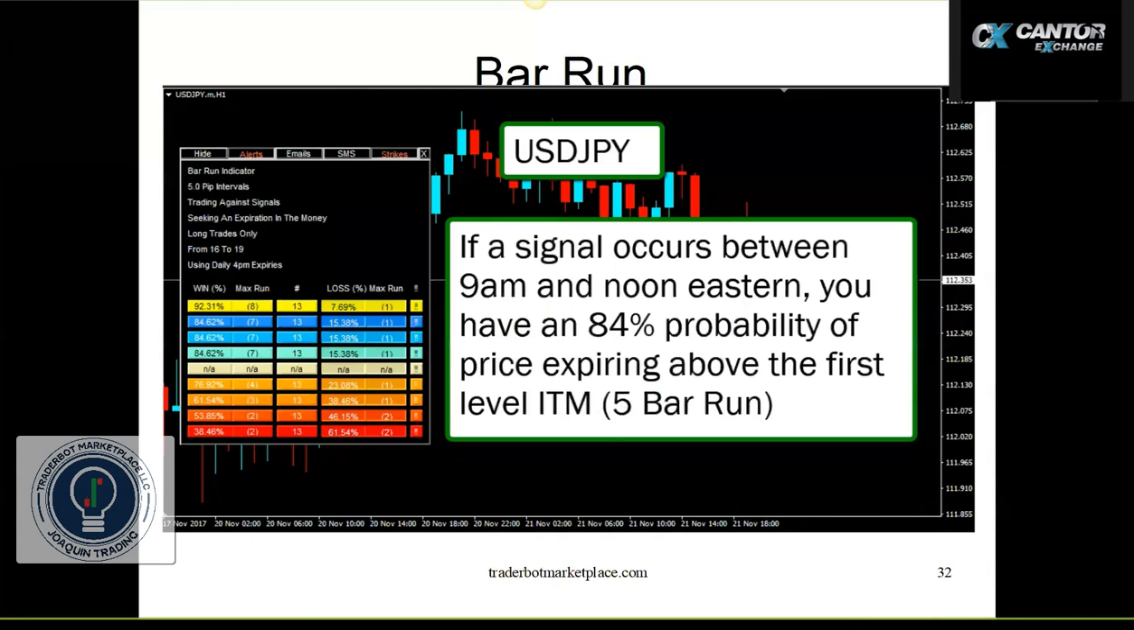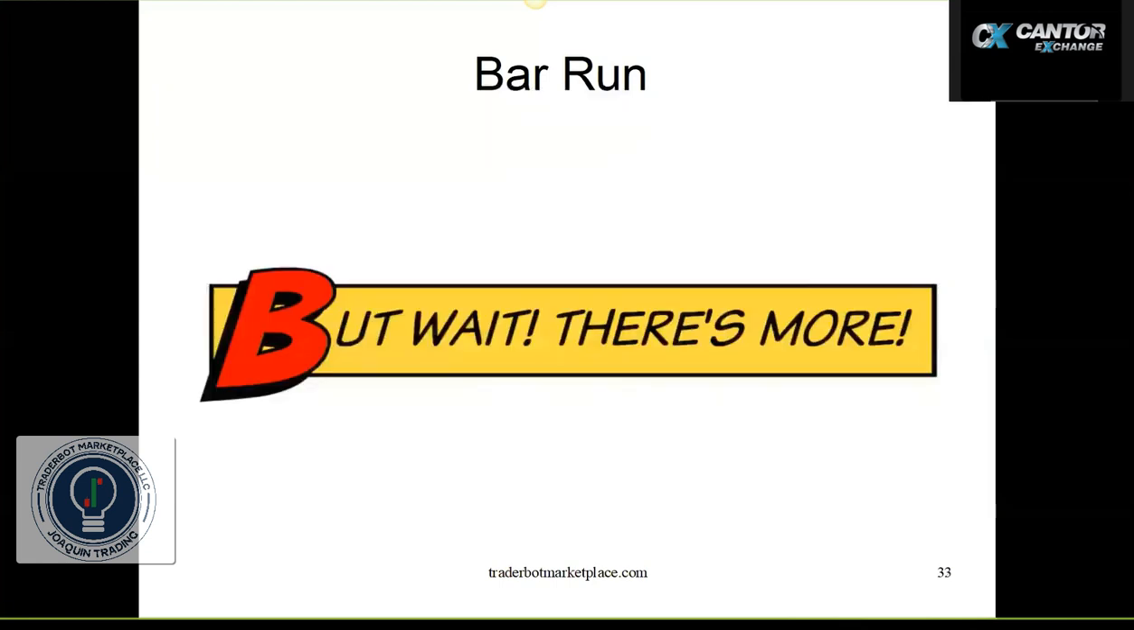On other pairs, maybe they don't move as much. You're going to have a lower probability. For instance, I suspect that if we were looking at the Euro USD and, let's say, the pound USD, the Euro USD would have a higher ITM win rate because it doesn't move as much. The pound moves more than the Euro USD. So if it moves more, it's going to close down or close outside of an ITM area more often, depending on what you're looking at.